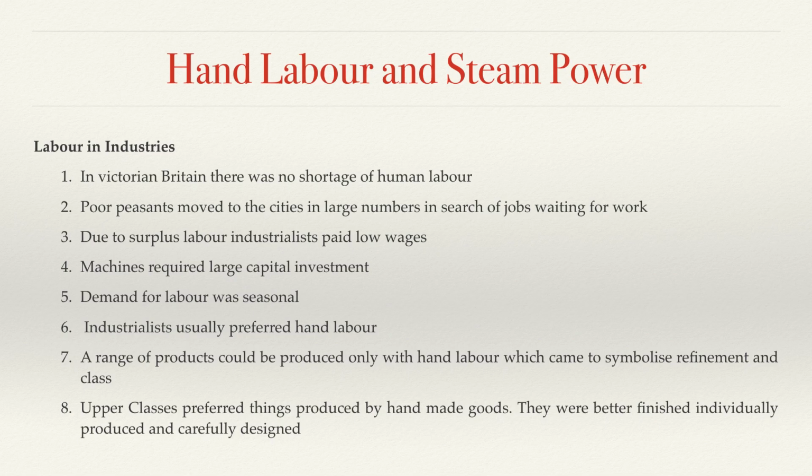Now we see hand labor and steam power. What was the condition of production in Victorian Britain? In Victorian Britain, there was no shortage of human labor. Poor peasants moved to the cities in large numbers in search of jobs, waiting for work. Due to surplus labor, industrialists paid low wages. Mechanization required large capital investment.